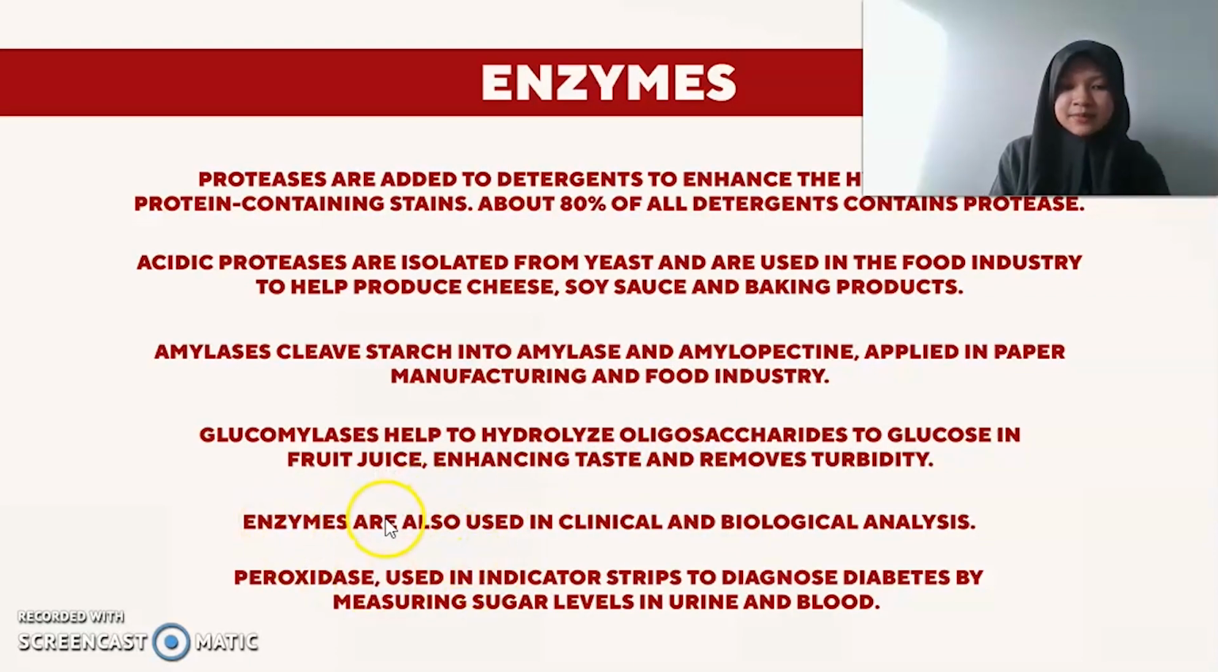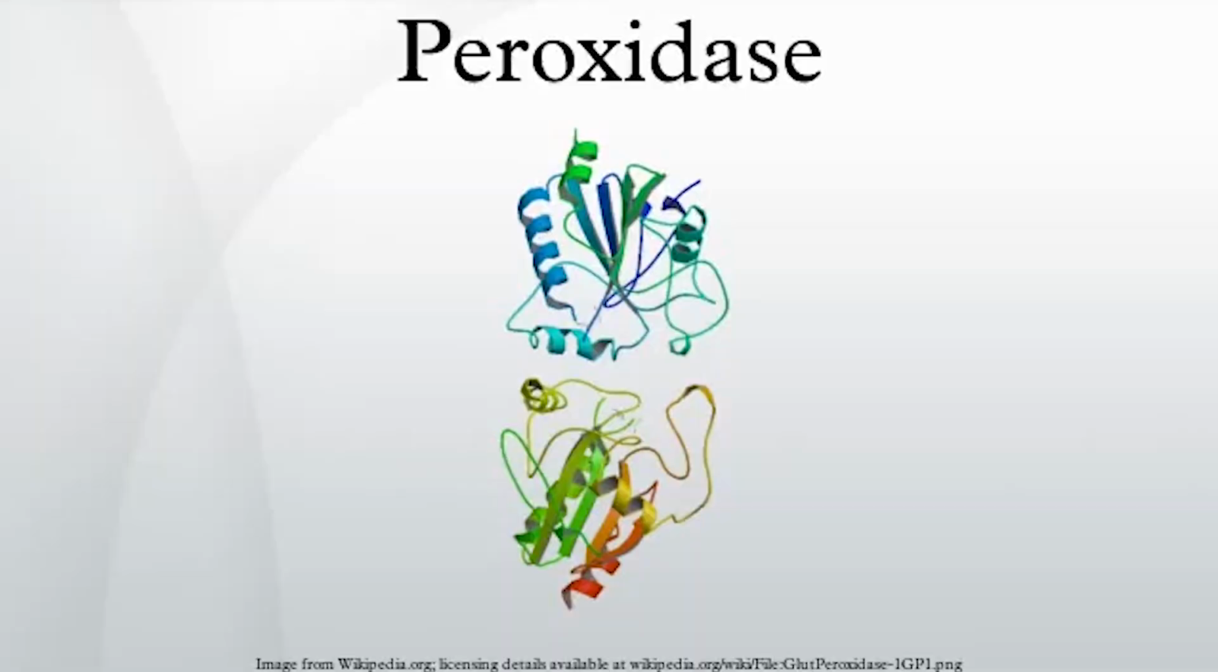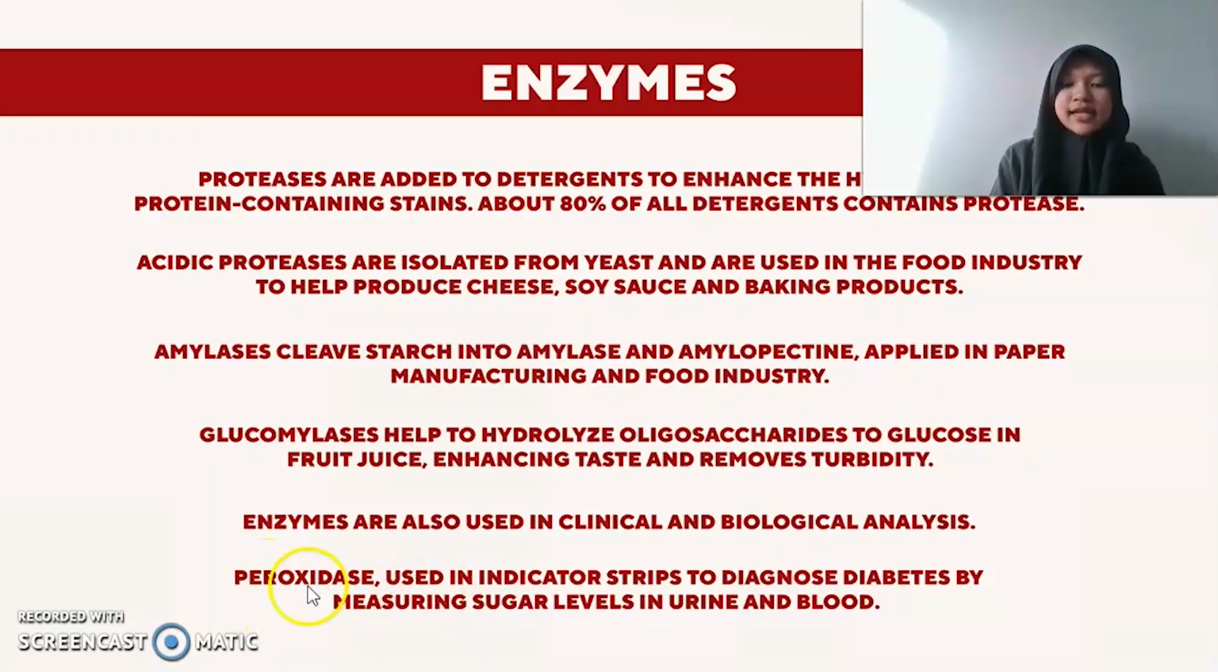Other than that, enzymes are also used in clinical and biological analysis. And the best known example in this case is peroxidase. Peroxidase is used in indicator strips to diagnose diabetes by measuring sugar levels in urine and blood. That's all from me for this subtopic.